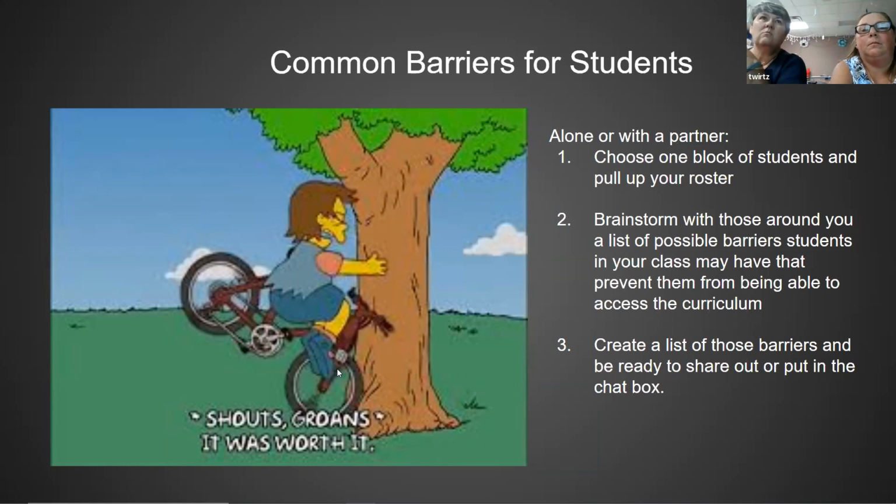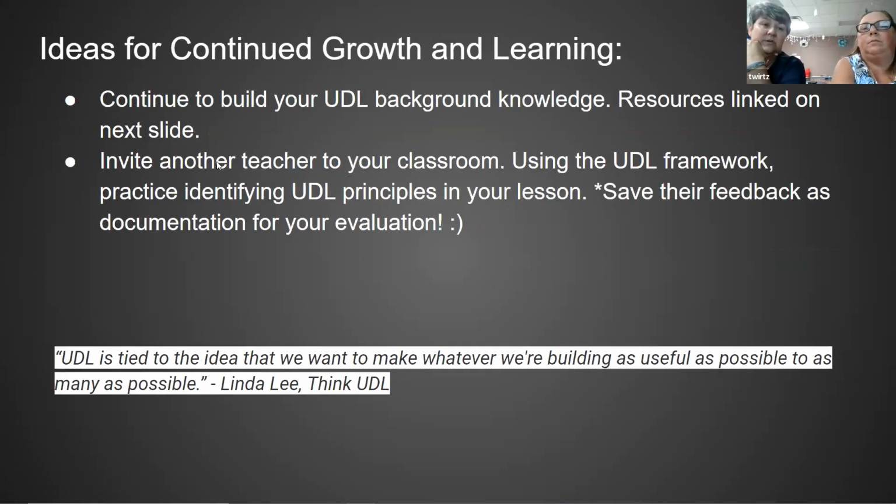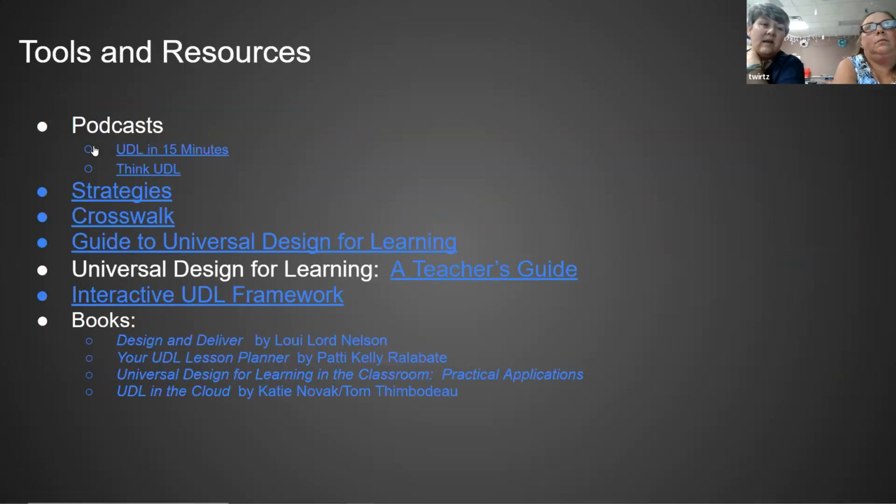Okay. So when you get the rubric, the presentation, you'll see I've got ideas for continued growth and learning. And then I've added tools and resources, some different podcasts and a Guide to Universal Design for Learning, some books to read. I'm a big reader. In fact, I've got more books at home to read than I'll ever read in my life, I think. But just some different ideas. If you're interested in diving deeper into this, it's here.